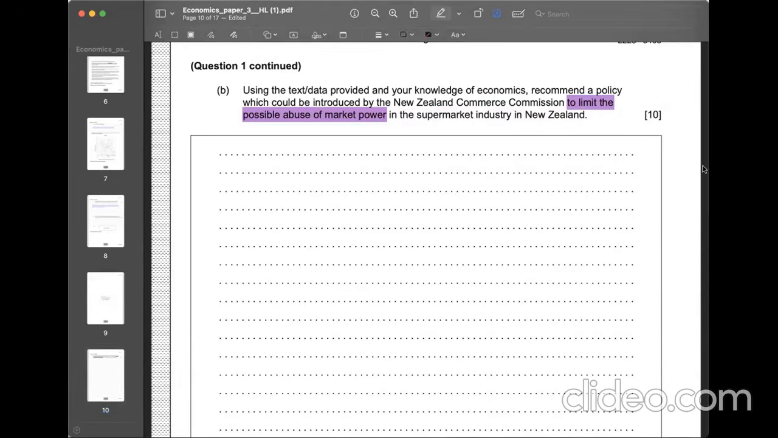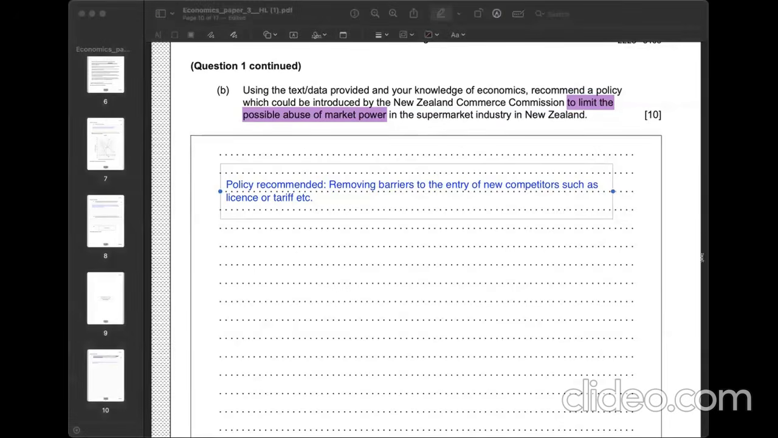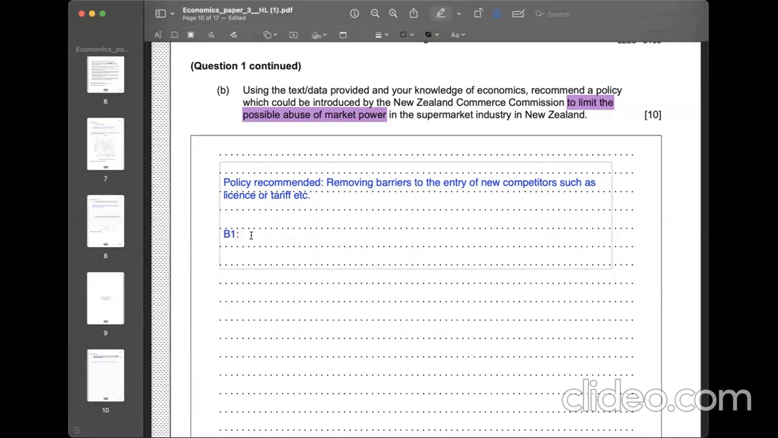So considering that, let's recommend a policy. The policy that I recommend is removing barriers to entry of new competitors, such as removing the restriction of some other firms to join. For example, I'm going to make the license to do business in my country more accessible to foreign firms, foreign retailers, and I'm going to decrease their tax, things like that, right? So simply saying, my policy is to remove barriers to new competitors' entrance, which means I need to present the rationales behind recommending this policy.